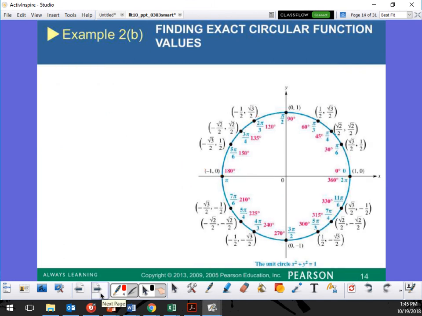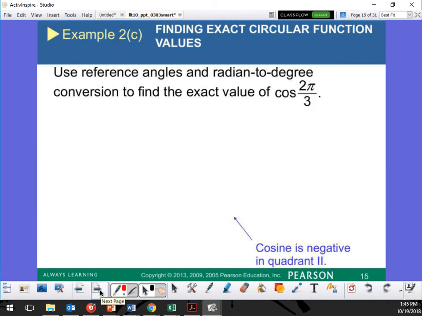I don't think there's a part C. Oh, there is. Use reference angle and radian to degree conversion. Find the exact value of that. Now, we don't have to do all that. Magic finger. Put the magic finger directly on 2 pi over 3. That would be 120 degrees.